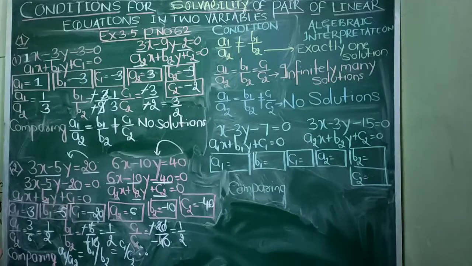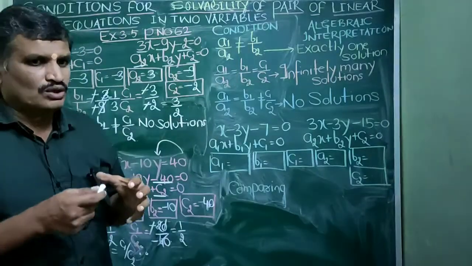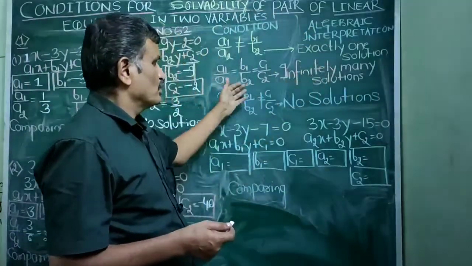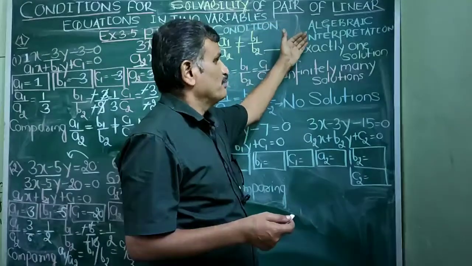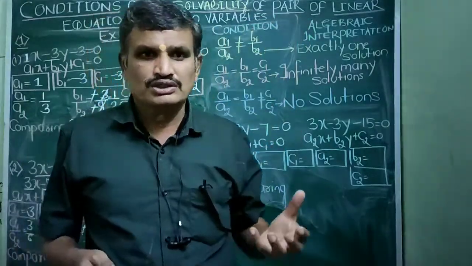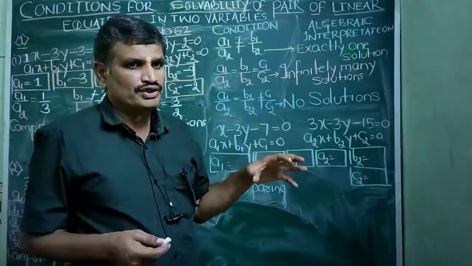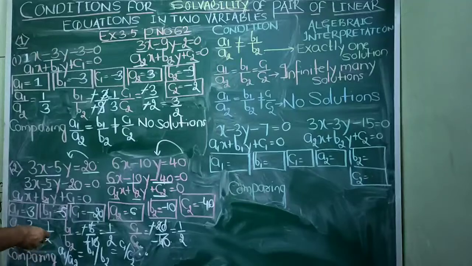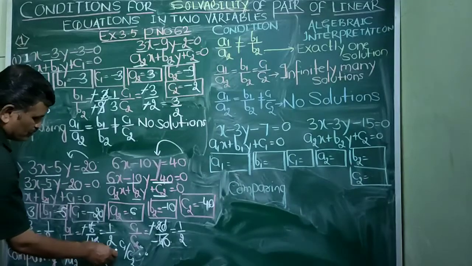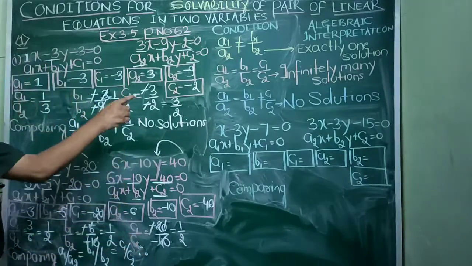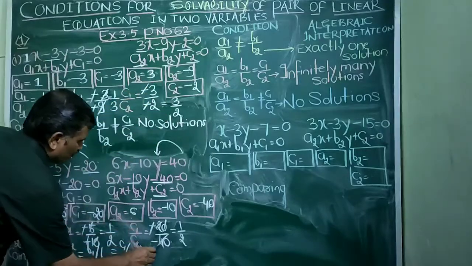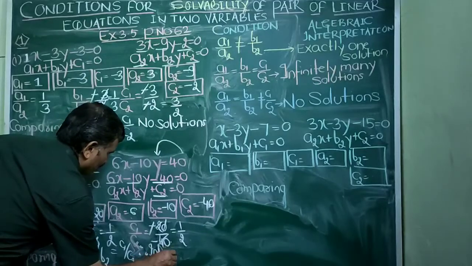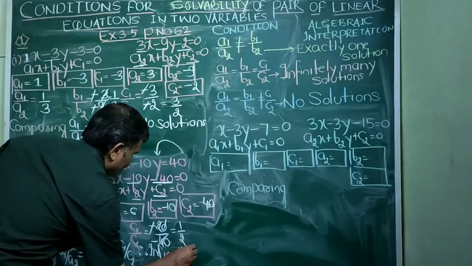Without solving the problem itself, if you are able to remember these conditions or interpretations, you can tell well in advance what type of solutions a pair of linear equations is going to have. So here A1 by A2 is equal to B1 by B2 is equal to C1 by C2. As per the condition, it has infinitely many solutions.